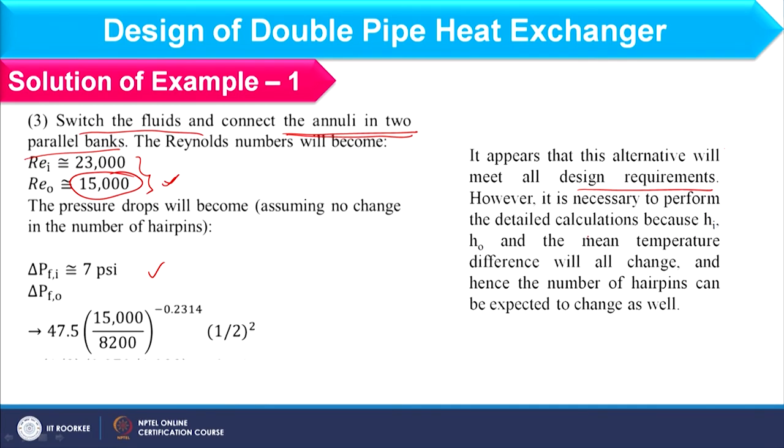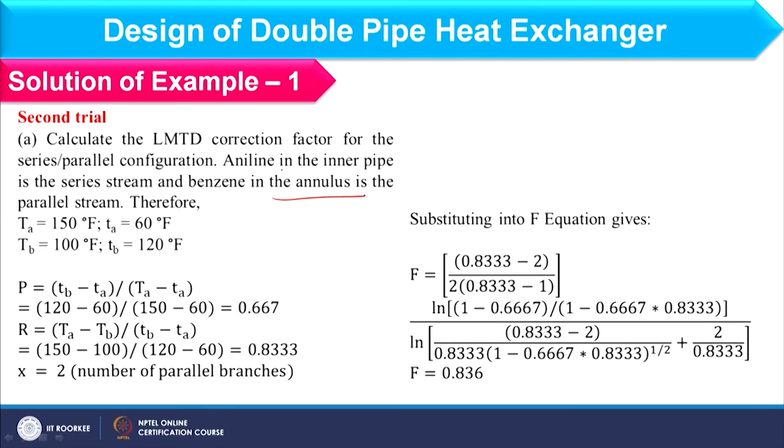However, we have to carry out sufficient calculation to find out hi and ho further and the mean temperature difference, because all configurations are changing, and we also have to see the effect of that on the hairpin number. So let's consider another trial, which I am calling the second trial, because here I am revising all calculations for the second time. Here I have benzene in the annulus side and aniline in the inner pipe. So here I have the temperature differences, and because I am considering parallel flow, I have to calculate the FT factor also, and that we can consider depending upon the branches. So we can consider two branches over here.